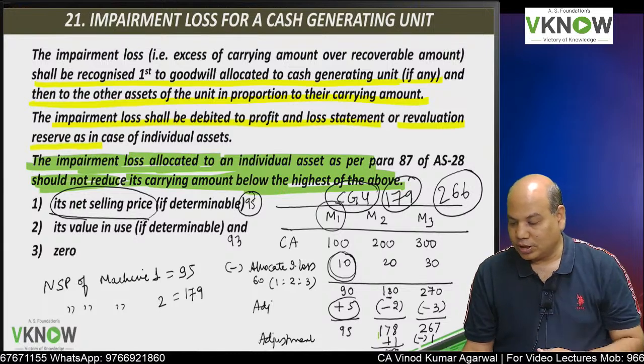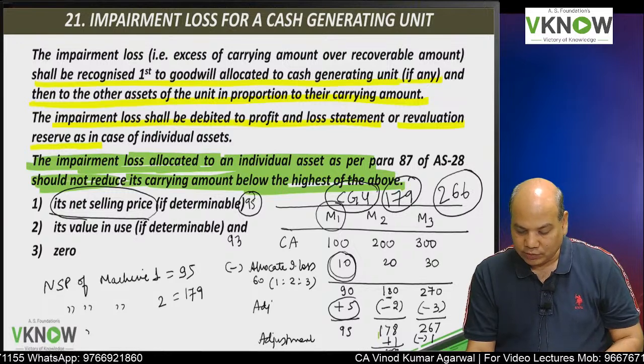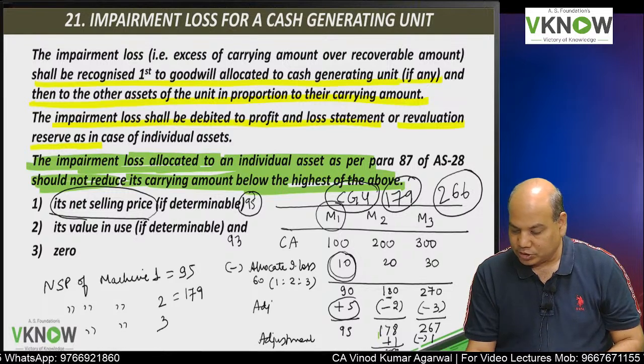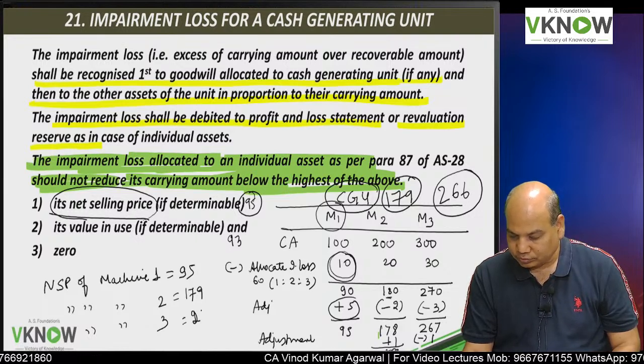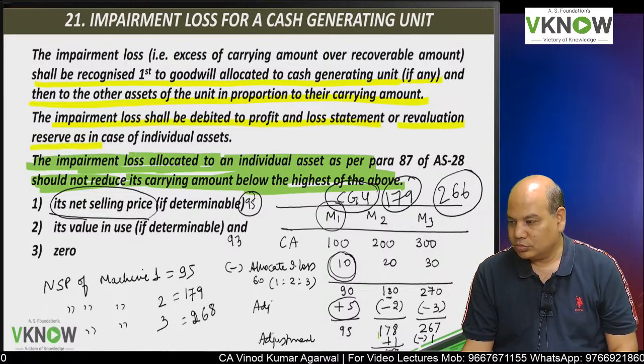Now a student can have a query: what if the net selling price of machine 3 is, let us say, 268 only?